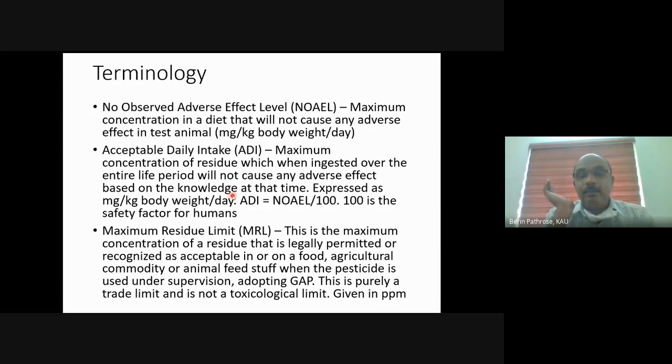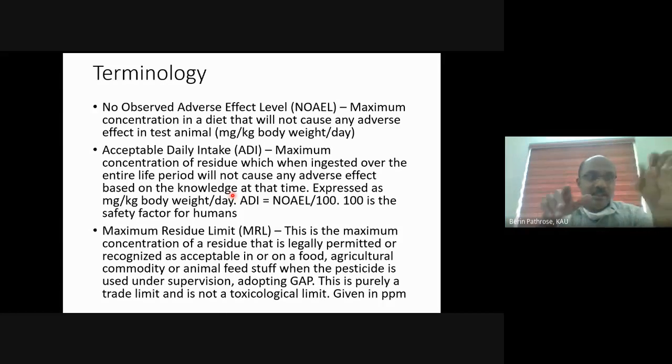It says that the maximum concentration of a pesticide residue that is legally permitted or recognized as acceptable in feed, food, or agriculture commodity when the pesticide is used under supervision following good agriculture practices. So if a farmer doesn't follow good agriculture practices, the residue will be varying. So we usually give MRL value based on good agriculture practices.